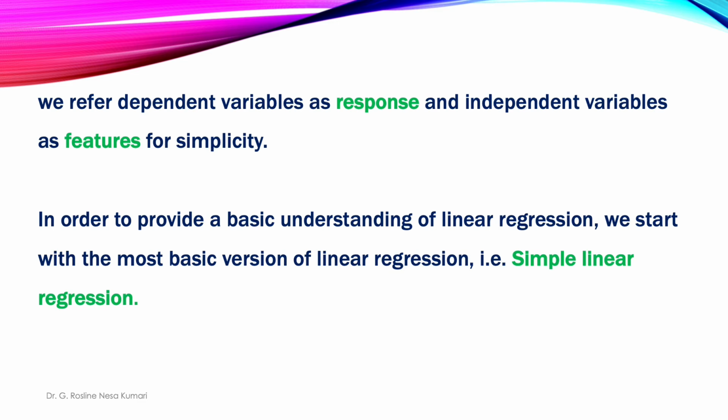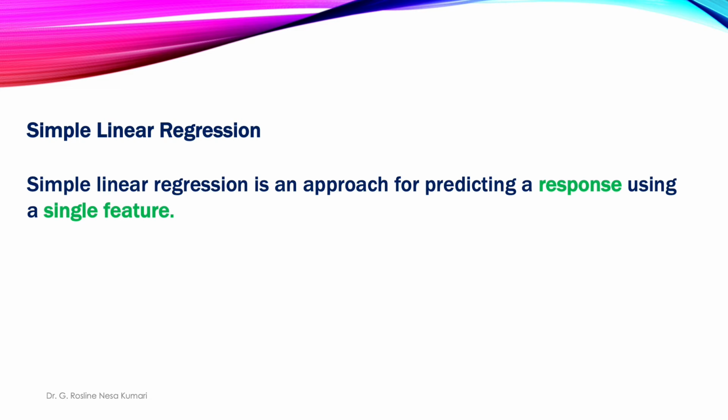In order to provide a basic understanding of linear regression, we have to start with the most basic version of linear regression, that is simple linear regression. Simple linear regression is an approach for predicting the response using a single feature. For example, based on the experience, x is the independent variable, we are going to predict the y value, that is salary, how much they will get. This is called simple linear regression.